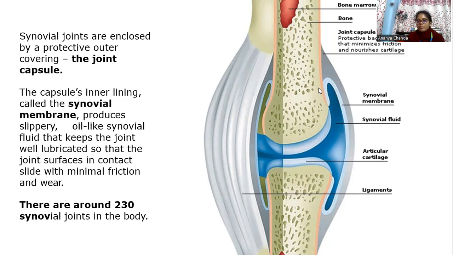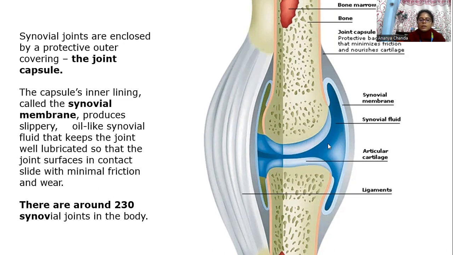The synovial membrane helps in the production and synthesis of a jelly-like fluid substance known as what? Synovial fluid. This synovial fluid helps in lubrication and reduces the friction between the movement of two bones, for example the femur, or tibia and fibula. So it minimizes the friction of the bones and helps prevent erosion of the bones. And here you can see the articular cartilage is present.